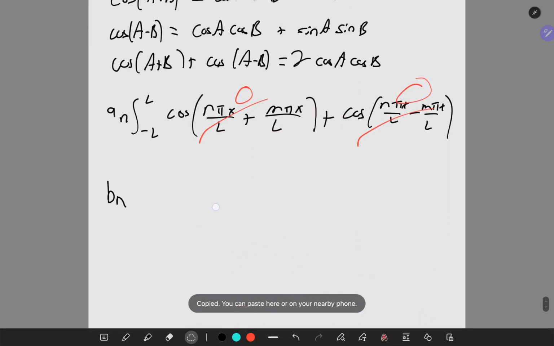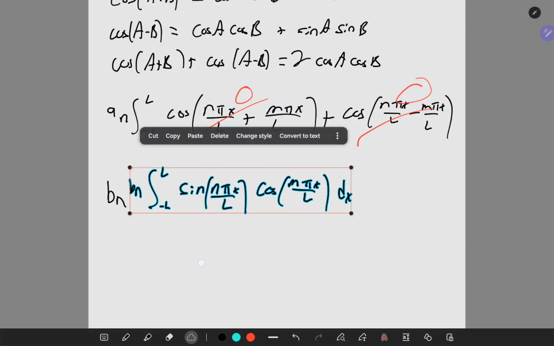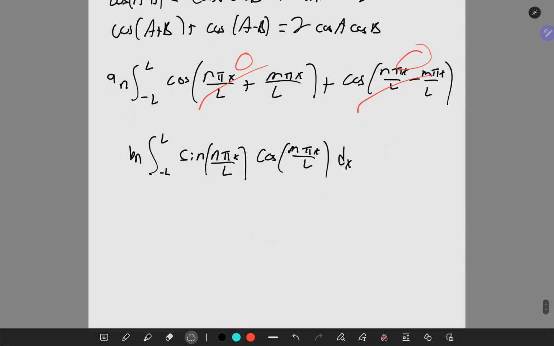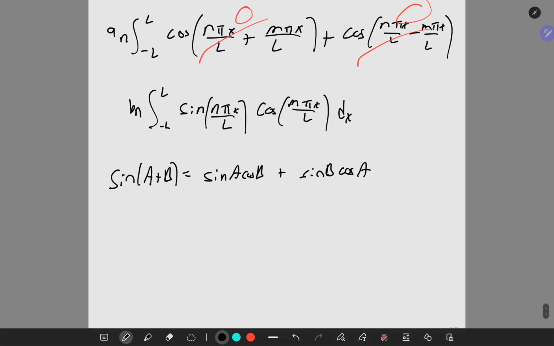In this case, we're going to use different trig identities. We have to use the fact that sine of A plus B is equal to sine of A cosine of B plus sine of B cosine of A, and also sine of A minus B is equal to sine of A cosine of B, and then just flip the sign. Right?